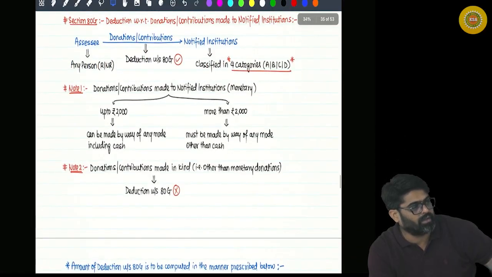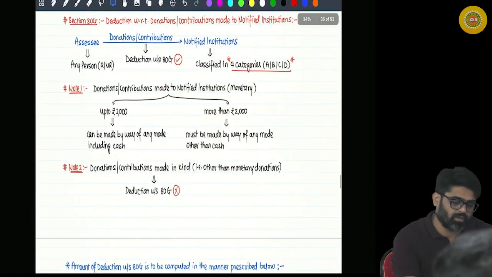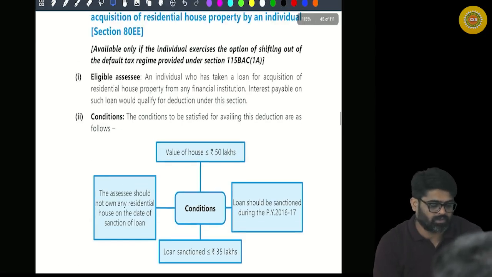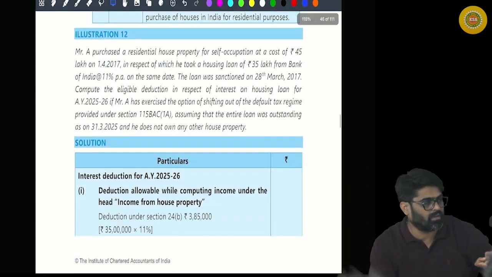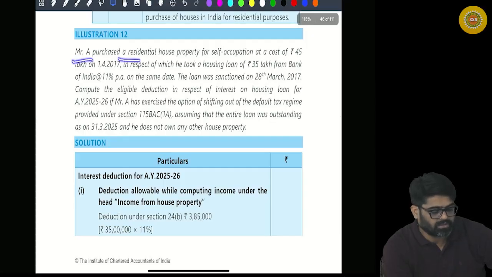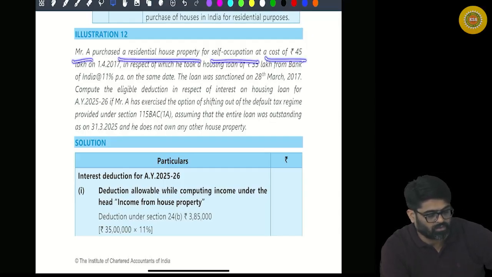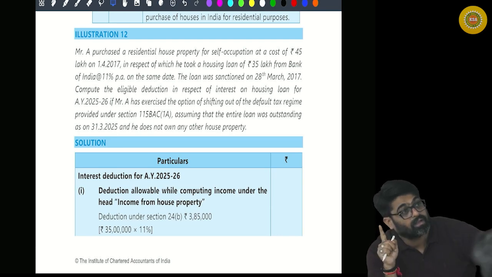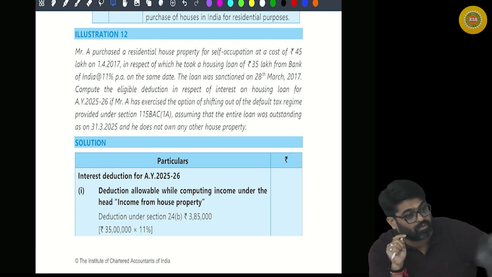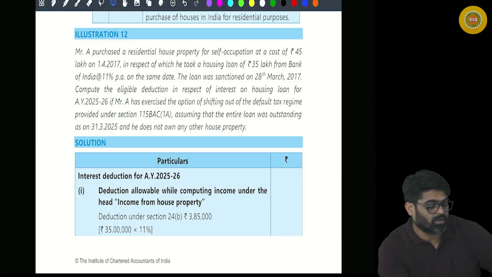Now after 80EEB, 80G is there that we are going to do later on. But first of all, did you understand this 80EE? 80EE and all? Mr. A purchased a house at a cost of, wait. Cost means value of the house property. Is it more than 50 lakhs? If you remember 80EE, value of the property should not be more than 50 lakhs. It is not more than 50 lakhs.